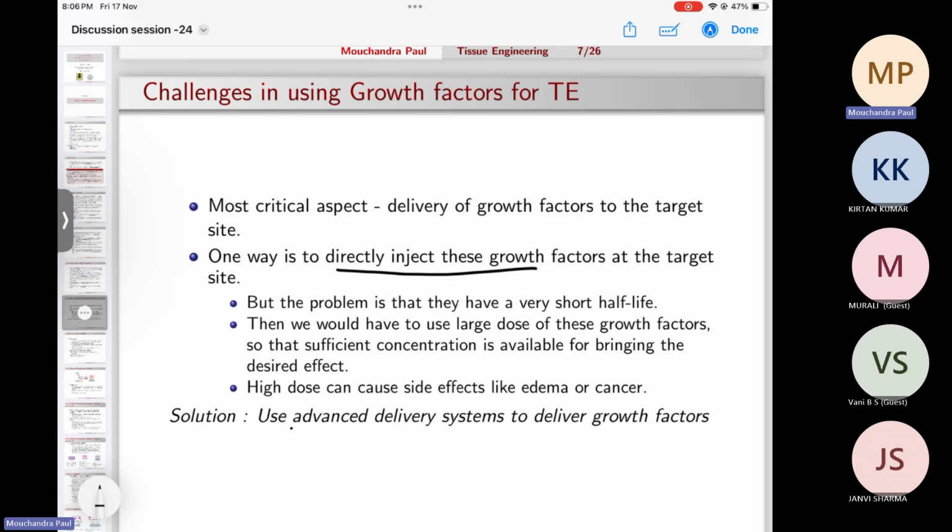We can use advanced delivery systems which will encapsulate the growth factors, and they will be functionalized in such a way that through the blood circulation they will reach the target site and will show action only at the target site. If it strays away to some other organ location, then the encapsulated growth factors won't be released. So these kinds of advanced engineered delivery systems can be used for delivering the growth factors.